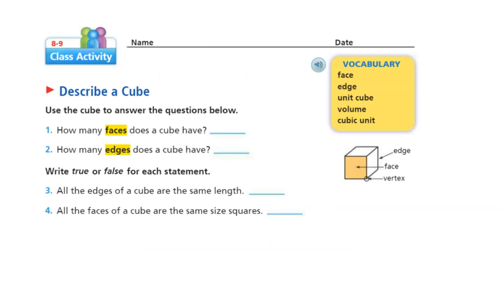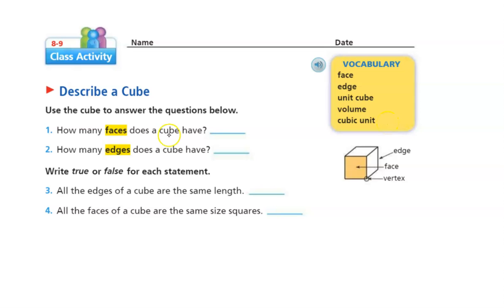One of the harder parts of it is that we have some new vocabulary words to learn. You might have learned these back in maybe 2nd or 3rd grade, but it's been a while, so we're going to briefly talk about them again. So we're going to learn about what a face, an edge, a unit cube, volume, and a cubic unit are.